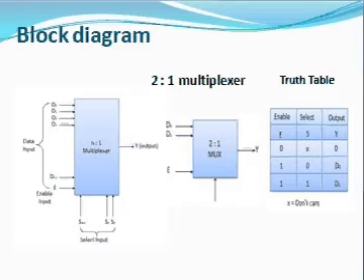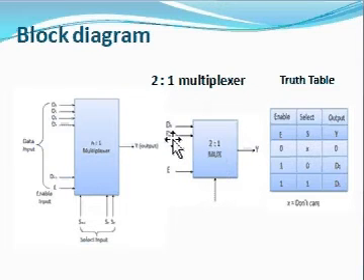And here is a general block diagram of a multiplexer. Here these are the input lines and these are selection lines, and only one output. And if there are n selection lines, then 2 power n input combinations are possible. And this is a 2:1 multiplexer, that is 2 inputs and 1 output.